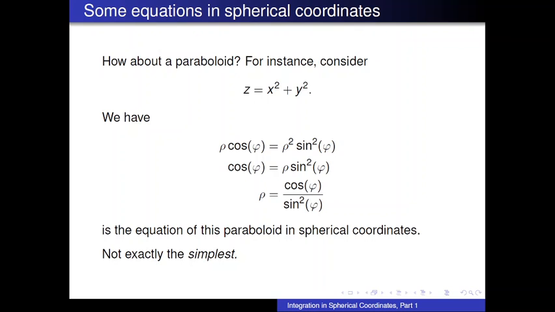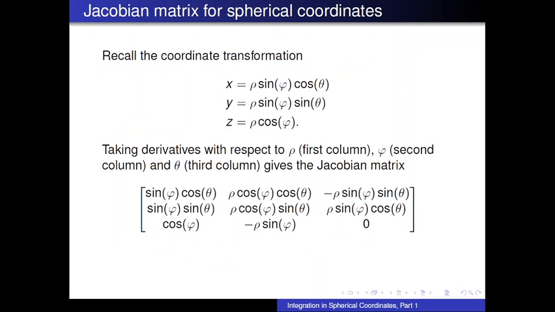So, okay, how are we going to do some integrals? If we're going to do integrals in spherical coordinates, we first need to know what the Jacobian matrix is for this coordinate transformation. And we'll need the determinant of that matrix so that we can multiply our integrand by it every time we do an integral using spherical coordinates. So we have our coordinate transformation here. And remember how this Jacobian matrix works.